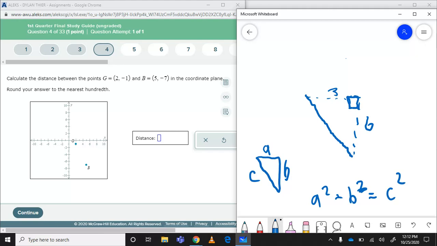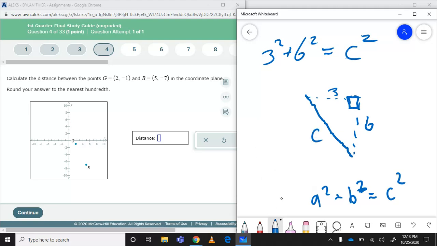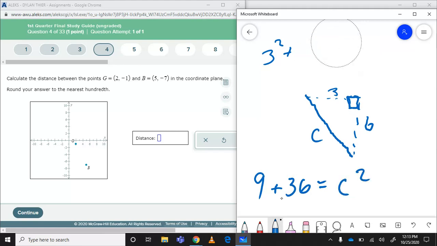So in our case, our A and our B. Now the A and the B don't really matter. I could have labeled it B and then A. The one that matters is that the C is the big side, the hypotenuse. So we're going to be saying that 3 squared plus 6 squared should equal c squared, where this side is c. Well, what is 3 squared? That's 9. 6 squared is 36. So we can say 9 and 36 make c squared. If that's the case, then in total, 45 equals c squared.